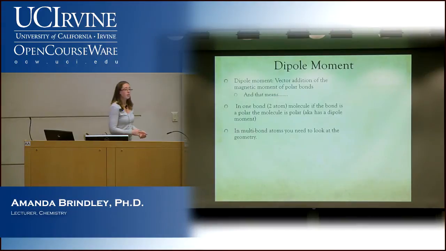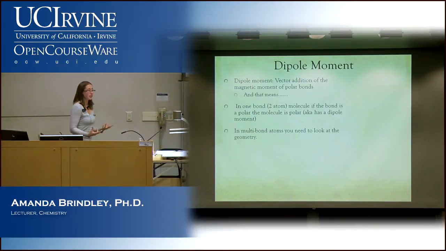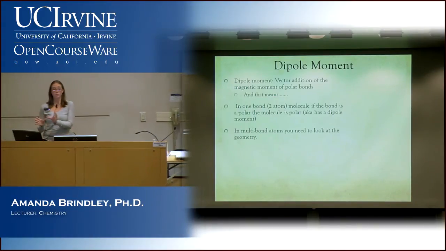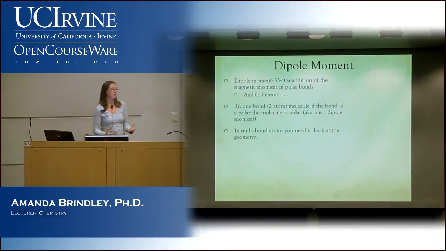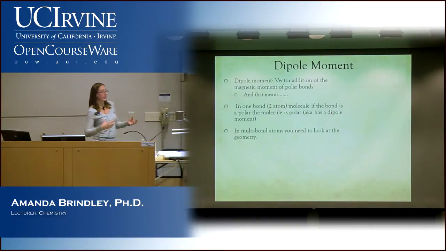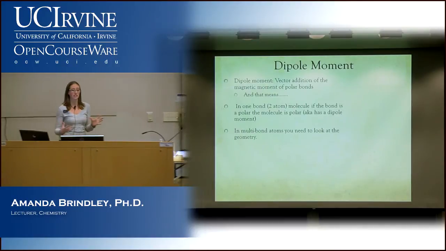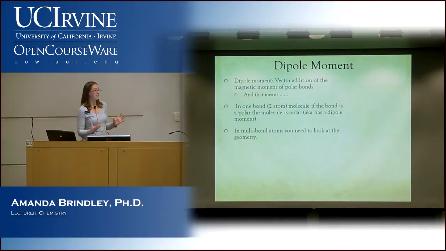Yeah. Now, in a two-atom molecule like HF, if that bond is polar, the molecule is polar, okay? Because what's happening there is the fluorine is taking all that electron density and pulling the electron density toward it, okay? And that's making that bond polar.